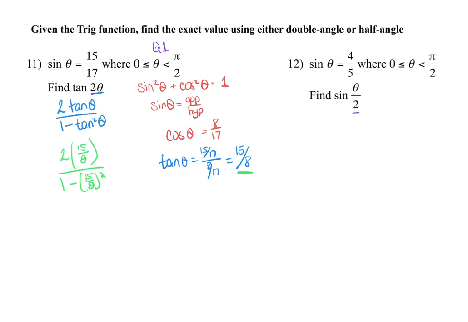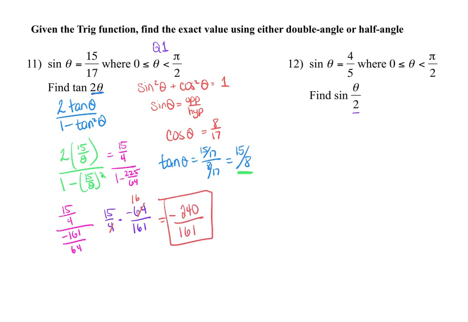At this point, you're just really reducing it and simplifying it. 2 times 15 over 8 is 15 over 4. This part is 1 minus 225 over 64. So when you get a common denominator, you end up with 15 over 4 over negative 161 over 64. You're going to keep, change, flip, so you have 15 over 4 times, flip the bottom, 64 over negative 161. 4 and 64 reduce, multiply across. You will get negative 240 over 161, and you are finished.